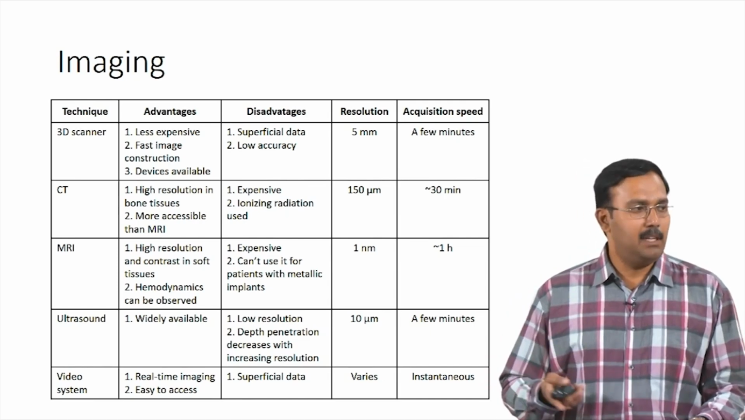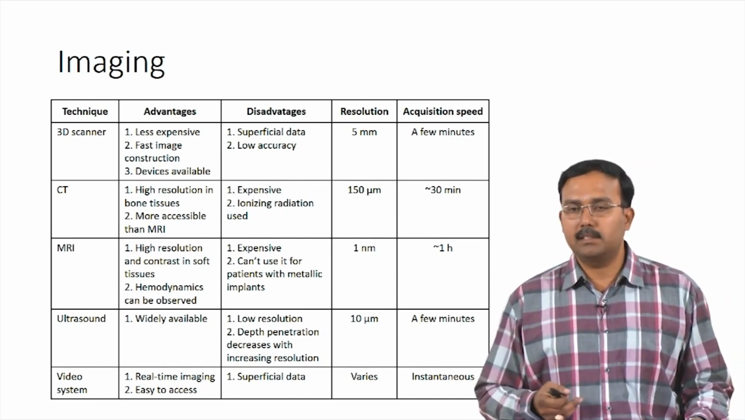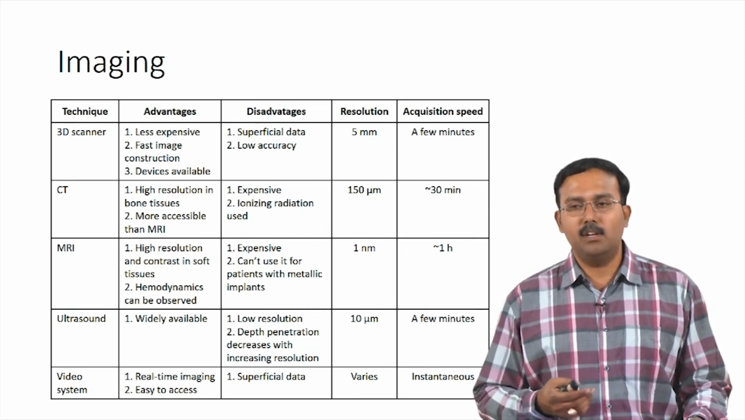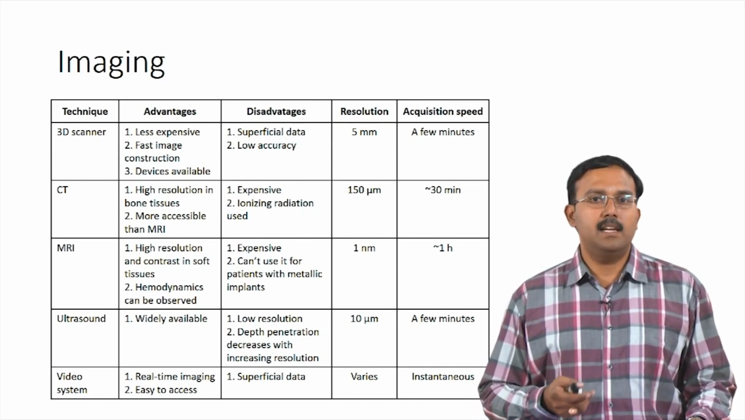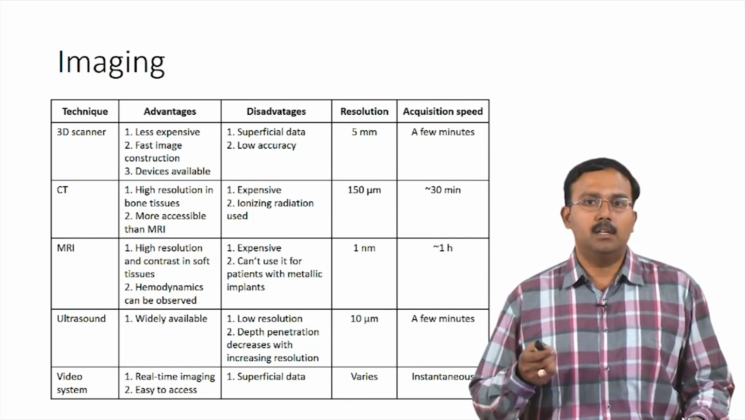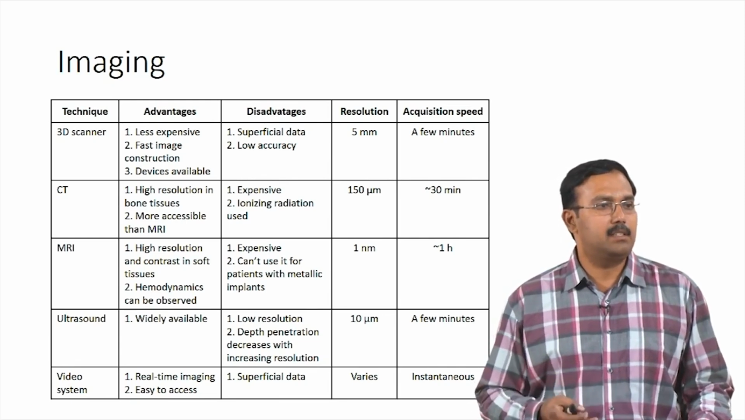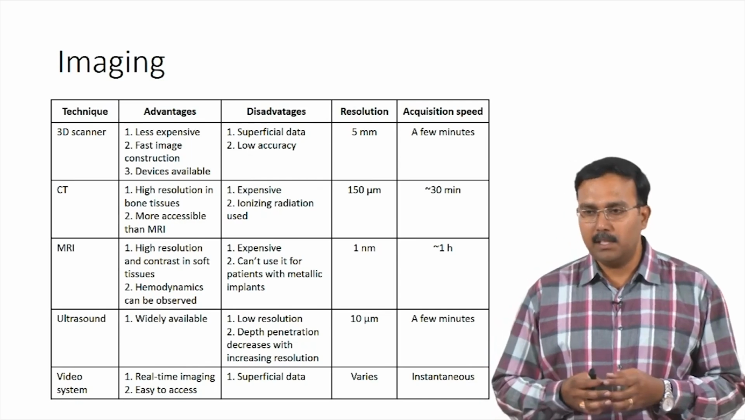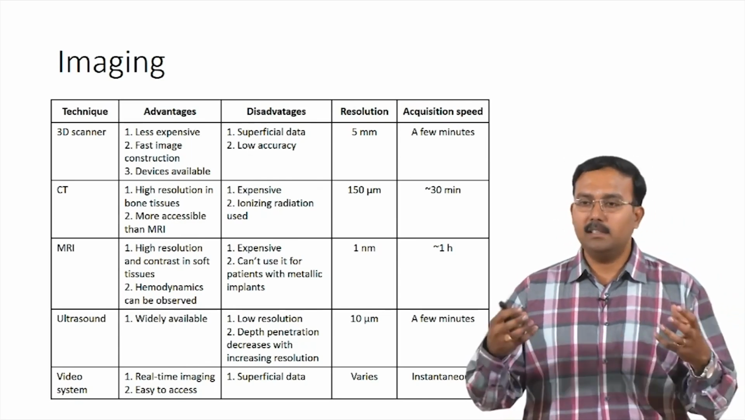A CT scanner has a high resolution in bone tissues, and it is more accessible than MRI, so it is commonly used for scanning. MRI is quite expensive and not very easily accessible, but CT is also expensive. It's not very cheap to perform a CT scan, and ionizing radiation is used while performing it. The resolution is better, about 150 micrometers, and it can take about 30 minutes to acquire the image, and you would be able to get enough information for organ construction.